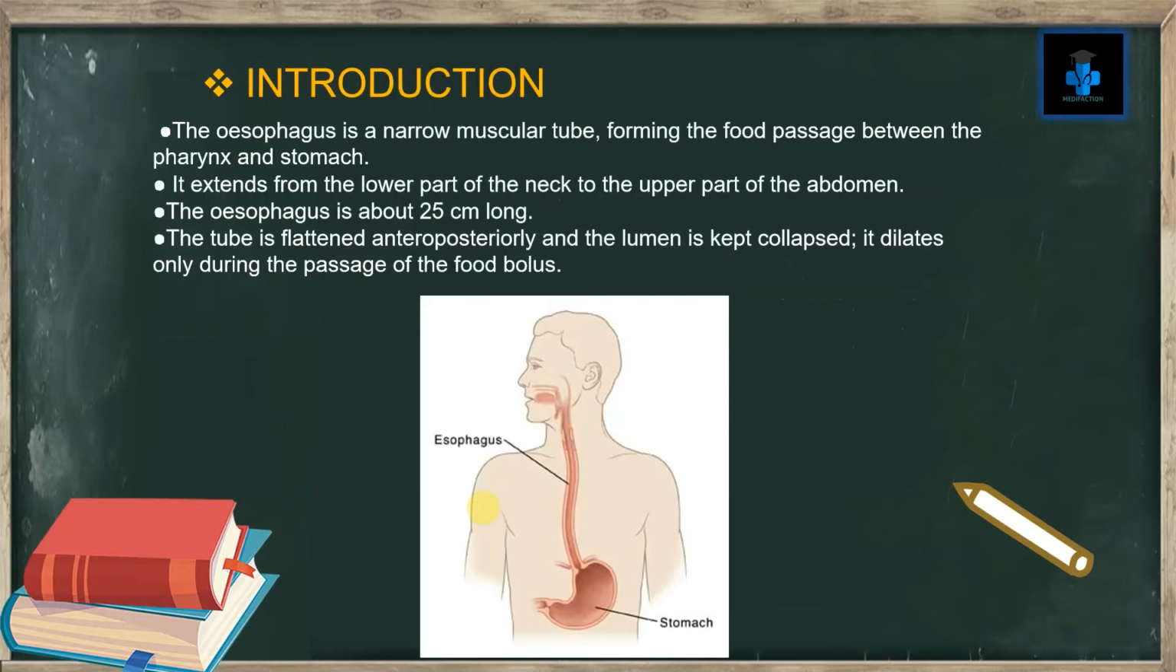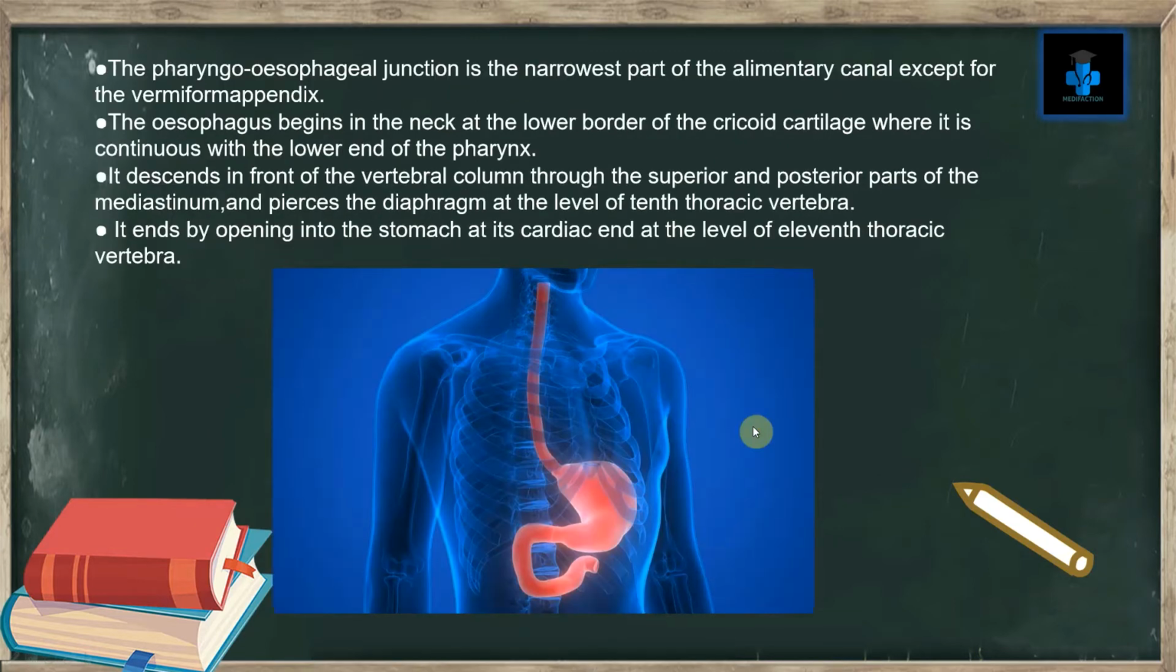As an introduction, we can say that the esophagus is a narrow muscular tube forming the food passage between the pharynx and stomach. It extends from the lower part of the neck to the upper part of the abdomen. The esophagus is about 25 cm in length. The tube is flattened anteroposteriorly and the lumen is kept collapsed. It dilates only during the passage of a food bolus. So here you can appreciate how the esophagus is present in our body. Now let's move on to the next slide.